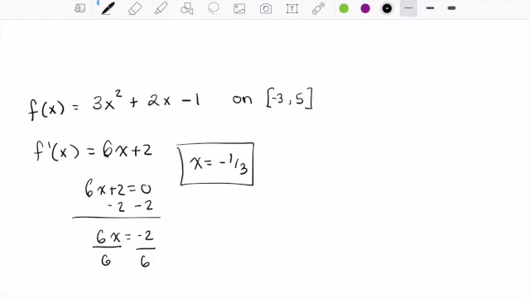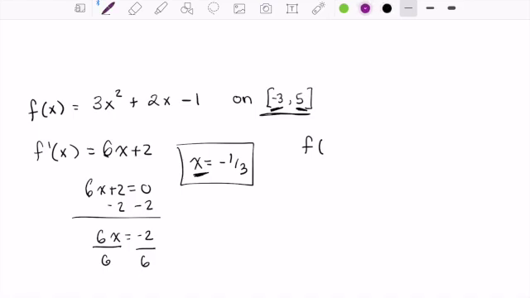Check to see if your critical point is within your interval. Clearly, negative 1/3 is between negative 3 and 5. So we are going to take our function, f, and we're going to plug in our critical point, and we're going to plug in each endpoint of our interval, and we're going to see whatever our largest number is, that's going to be our absolute maximum. Whatever our lowest number is, that's going to be our absolute minimum.